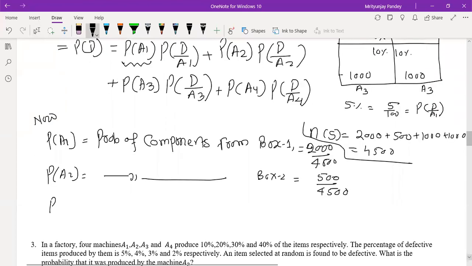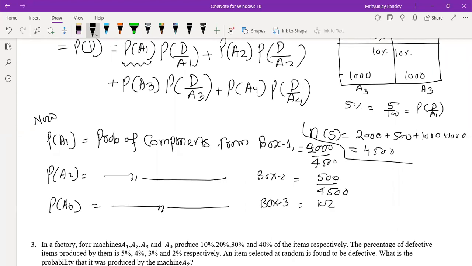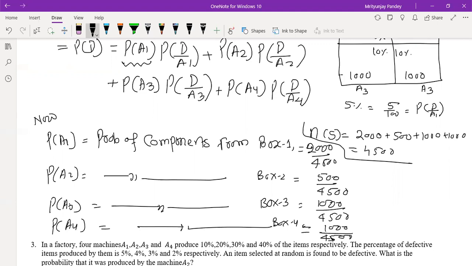Then probability of A3, probability of component from box B3. Answer is 1000 upon 4500. And P of A4, that is box 4. Answer is 1000 upon 4500. So any doubt in all probability A1, A2, A3?